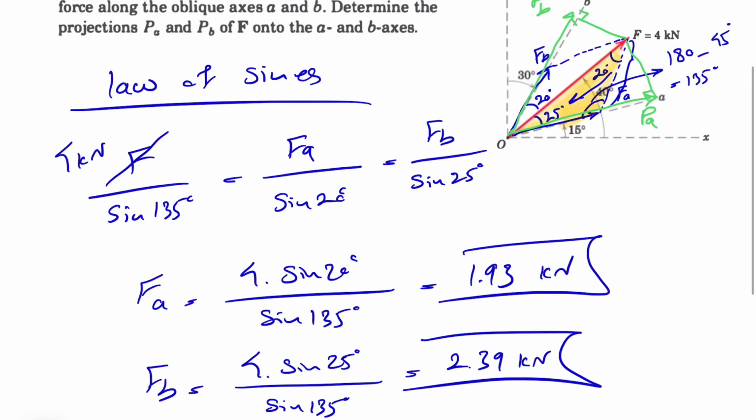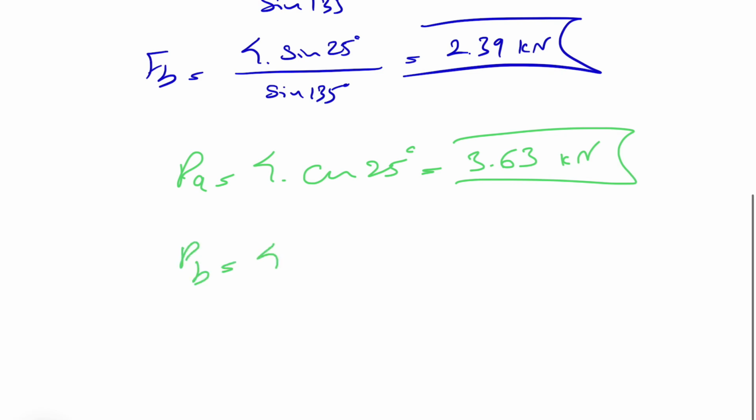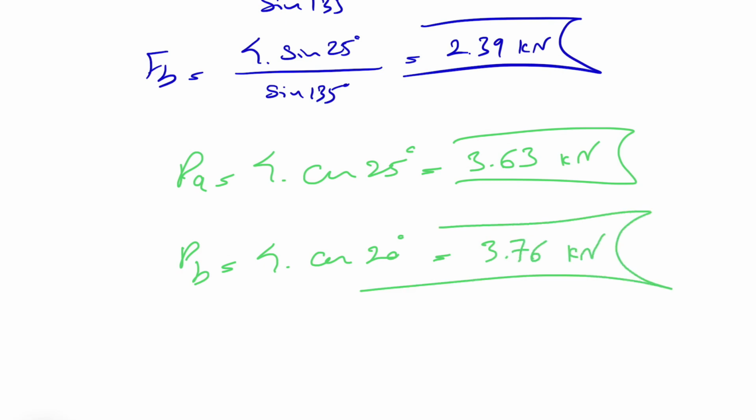And PB, if we look at the figure, will be cosine of 20 degrees. So PB will be 4 times cosine of 20 degrees, and that's going to give us 3.76 kilonewtons, which is the final answer for this.